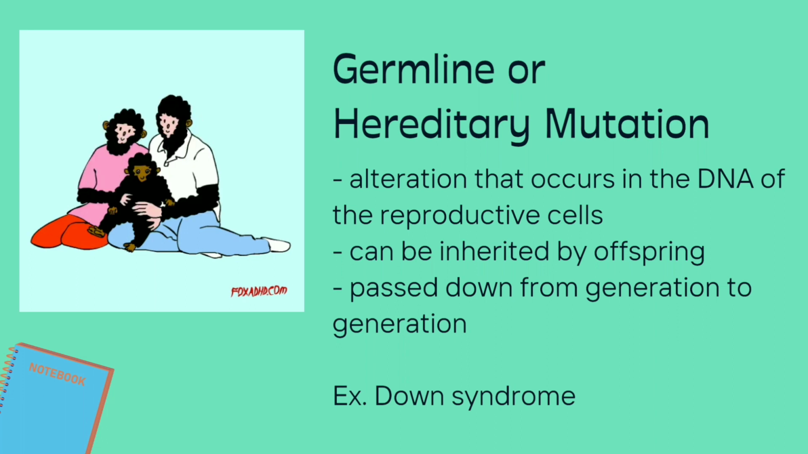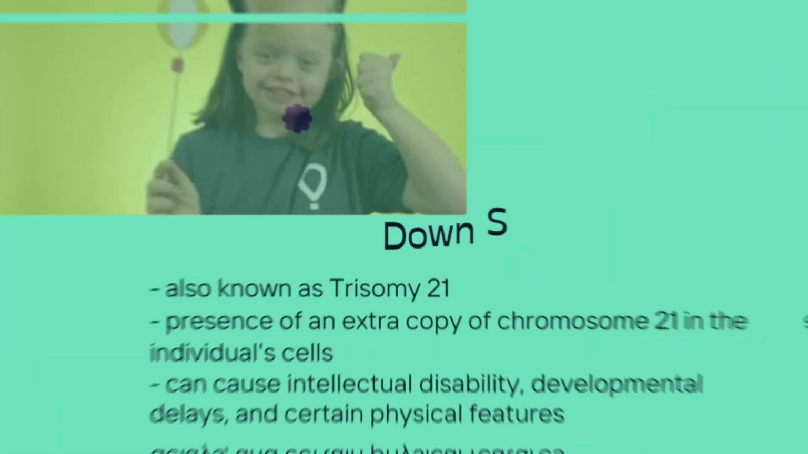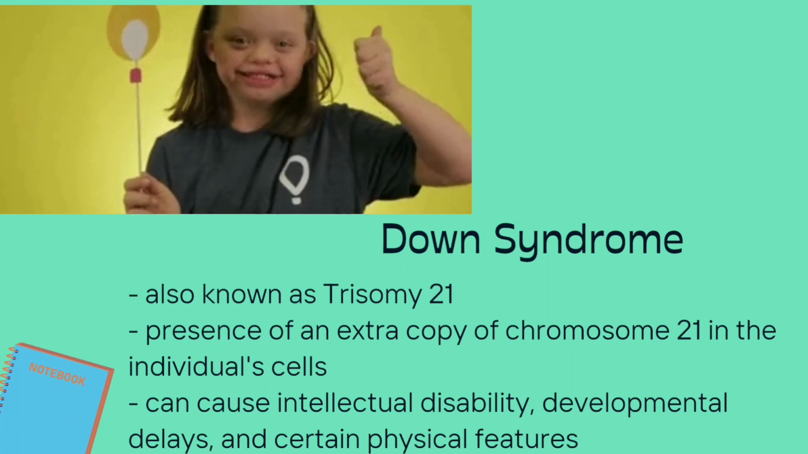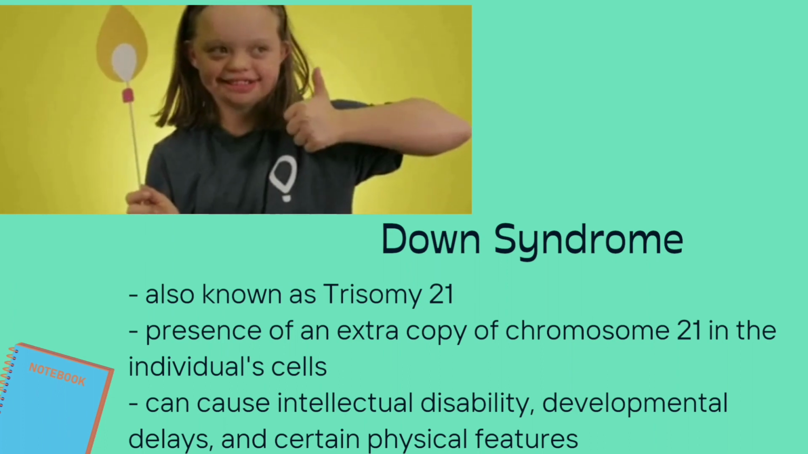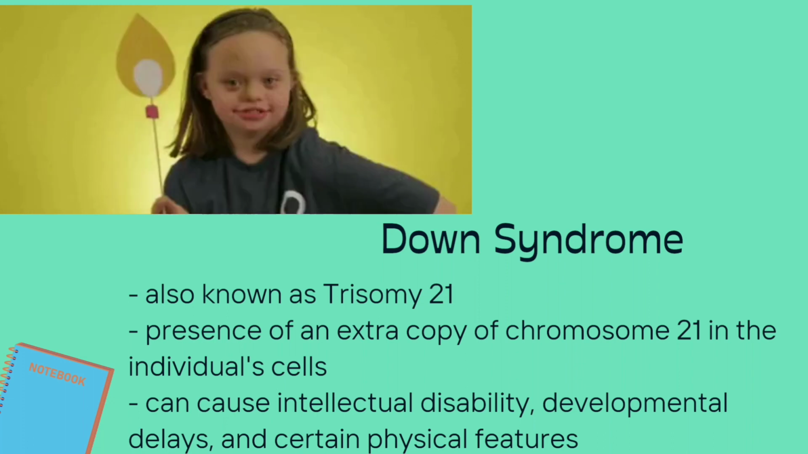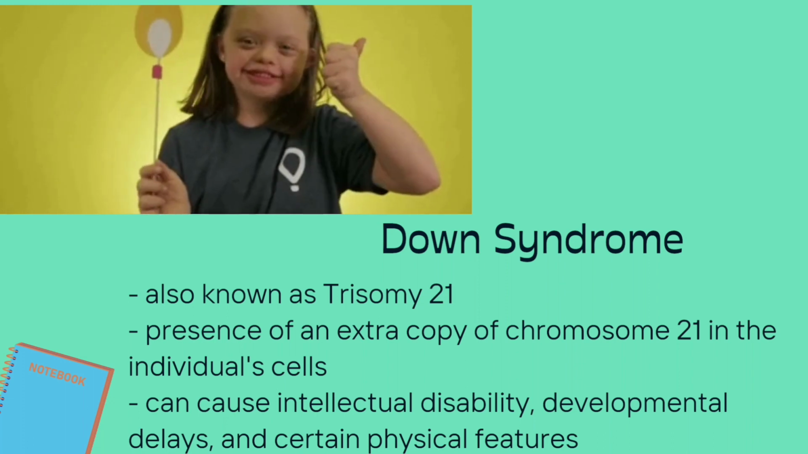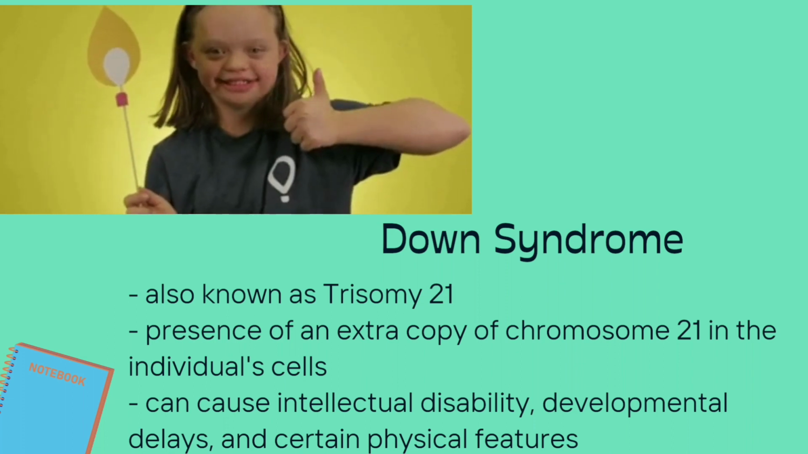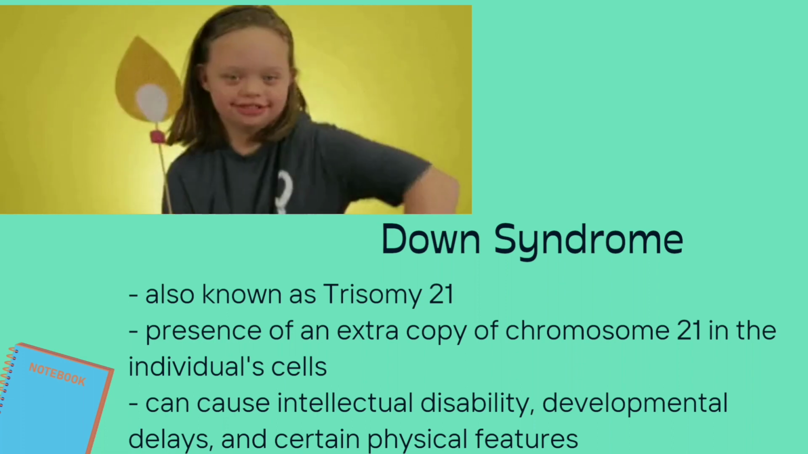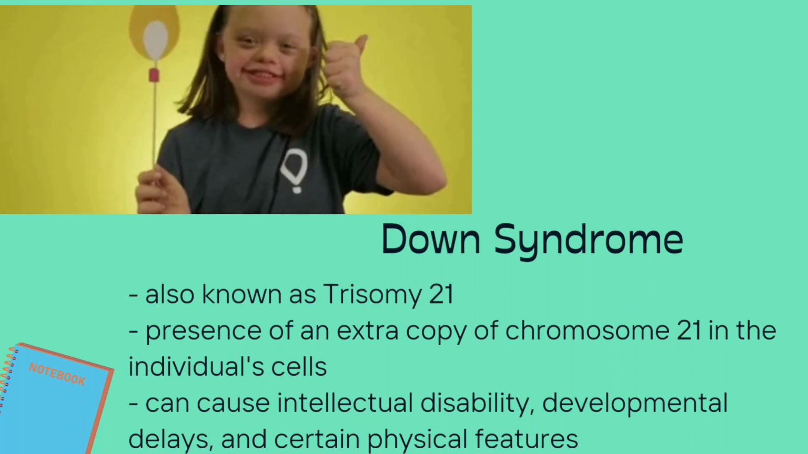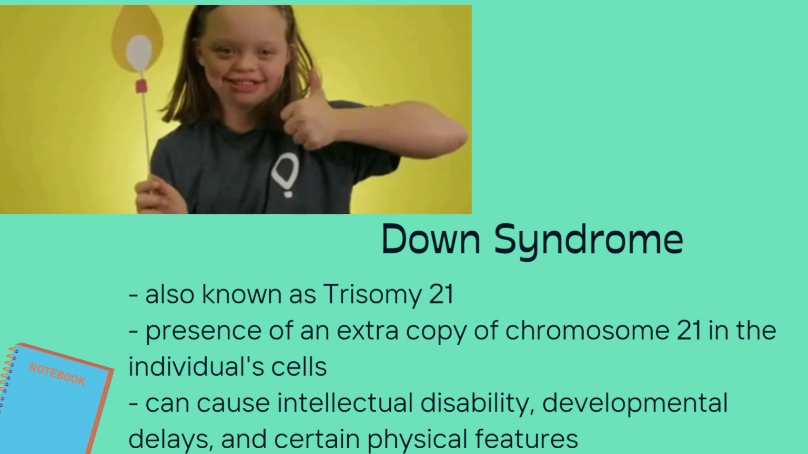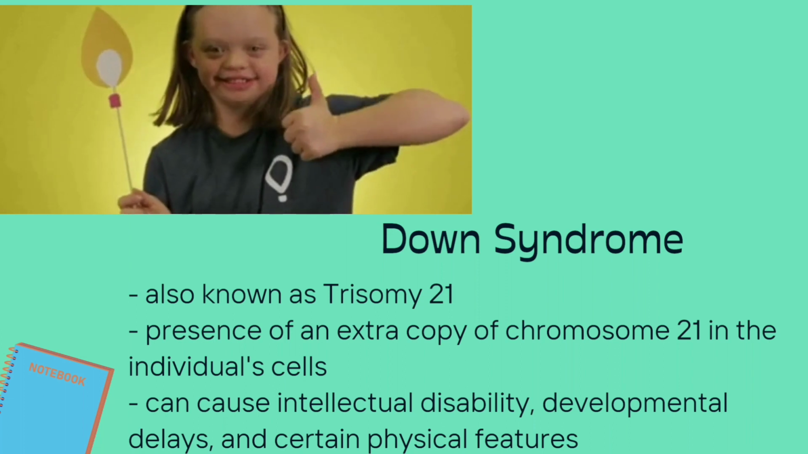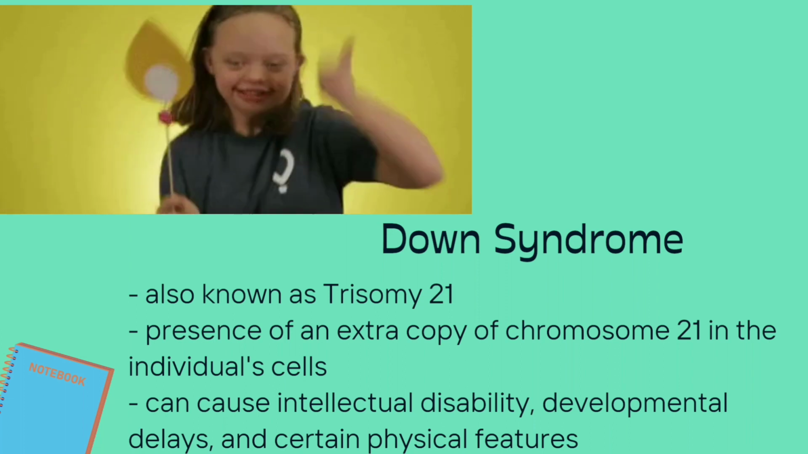This type of mutation is passed down from one generation to the next and can be inherited by the offspring from their parents. A common example of it is Down syndrome, also known as trisomy 21. It is a genetic disorder caused by the presence of an extra copy of chromosome 21 in the individual's cells. This extra genetic material can cause intellectual disability, developmental delays, and certain physical features such as a flat facial profile. Down syndrome is the most common chromosomal disorder, occurring in approximately 1 in.